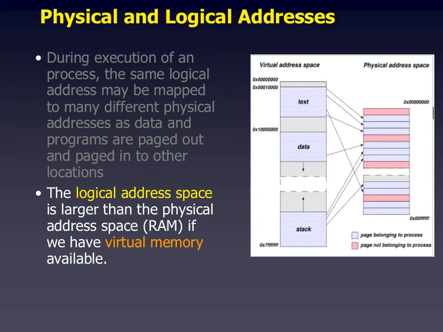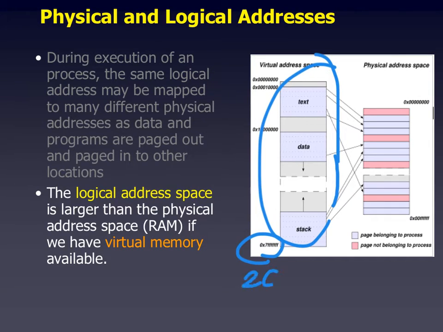This is the logical address space, and it can actually be larger than your physical memory. For example, this process thinks it's got 2 gigabytes, but the physical memory you've got in this system is only FFFF, which happens to be 256 megabytes. A bit small memory, this one. So we can pretend we've got more memory than we actually have.